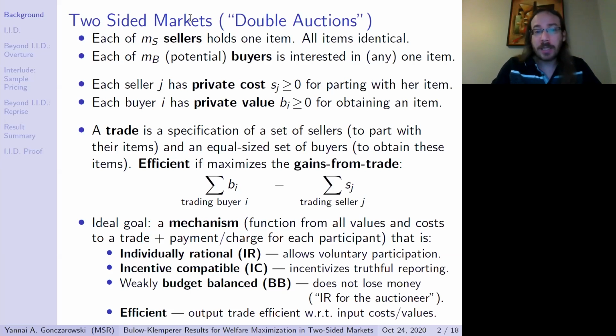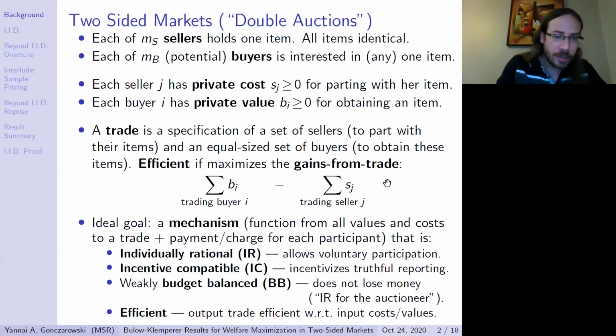And a trade is a specification of which sellers are going to part with their item and which buyers are going to be obtaining these items. These sets should be of the same size. And the trade is efficient if it maximizes the gains from trade, the sum of values of the buyers that get items minus the sum of costs of the sellers that part with their items.